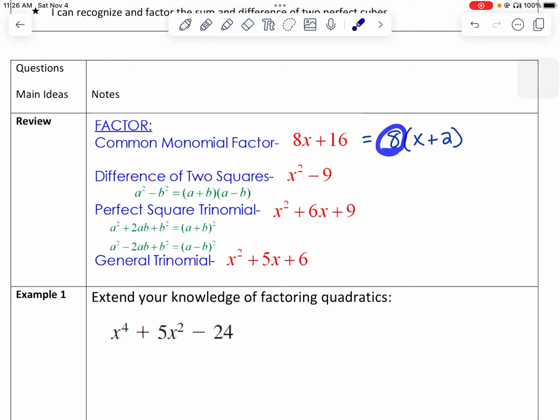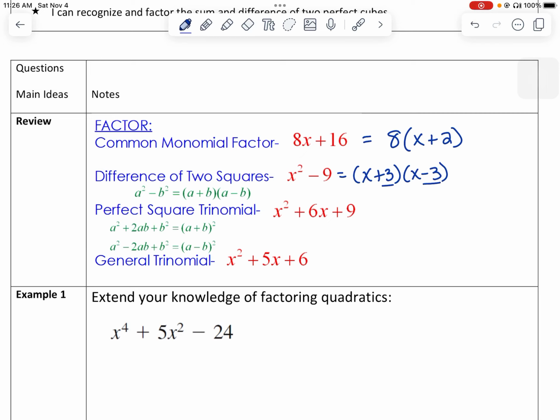Difference of two squares is when you have two perfect squares and then subtraction in the middle, like this. And it always factors to a plus b and a minus b. In this case, it would be x plus 3 and x minus 3. Because 3 and negative 3 multiply to negative 9, and then in the middle, if you were to multiply it out, it would add to 0. So that's the difference of perfect squares.